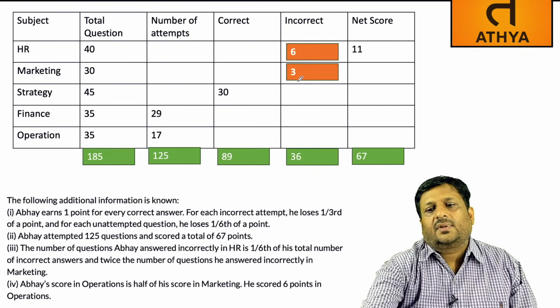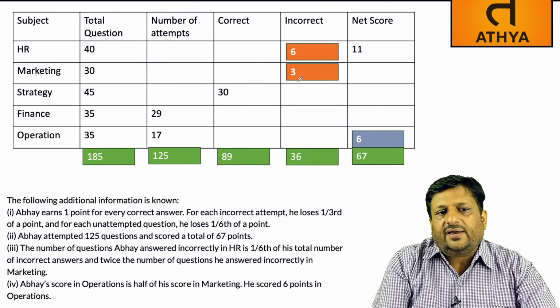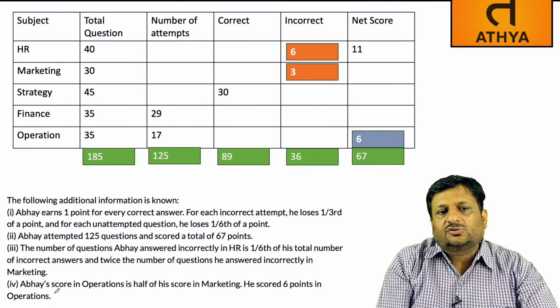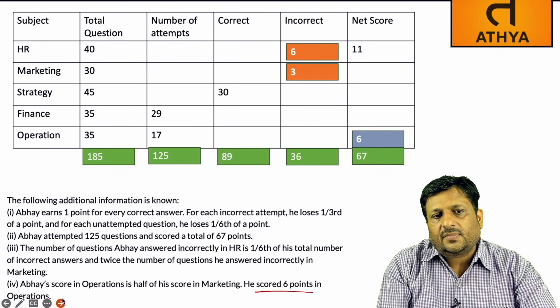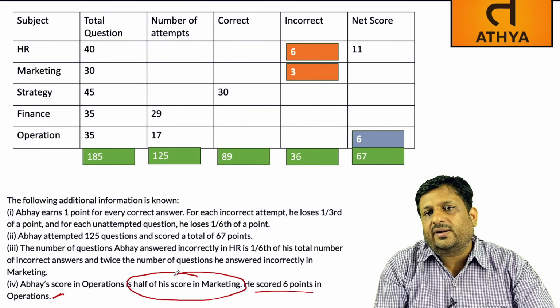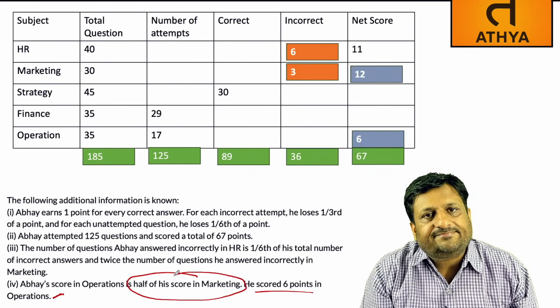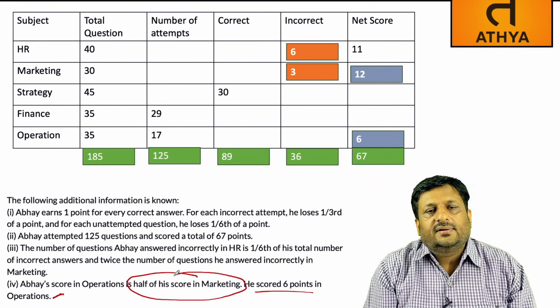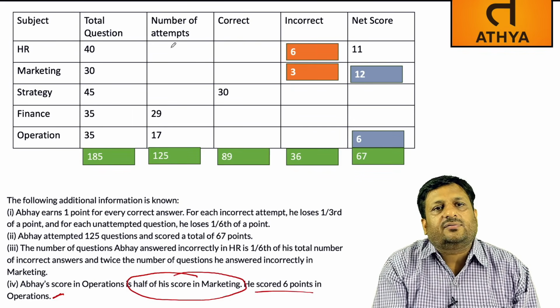Now, this is also 6. Why? Because Abhay's score in operations is 6 points. And his score in operations is half of marketing. So in marketing, his score should be 12 points, isn't it? Great. So let's calculate the number of attempts in HR now.